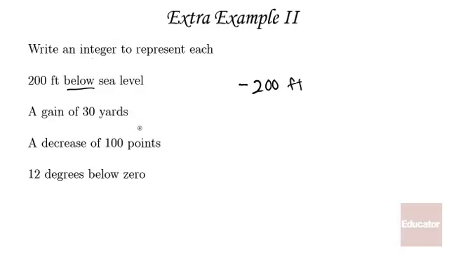A gain of 30 yards. If you're gaining something, then it's a positive value. So here's the keyword, gain. So that's positive 30. The next one, a decrease of 100 points. Decrease, the keyword, means you're losing it. Increase means you're gaining. So decrease would be negative 100. And then 12 degrees below 0, below. So it's going to become negative 12 degrees.